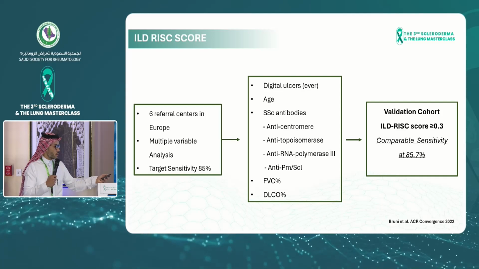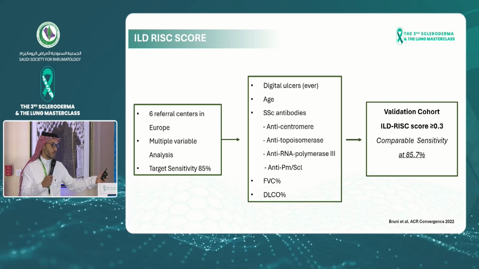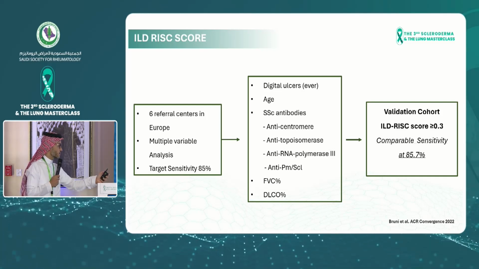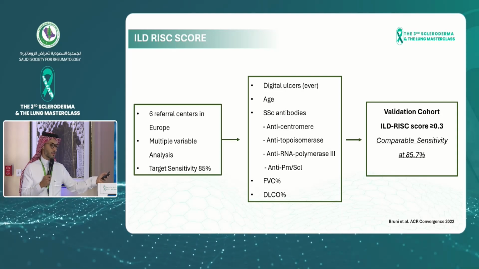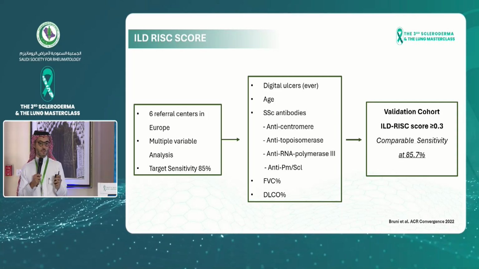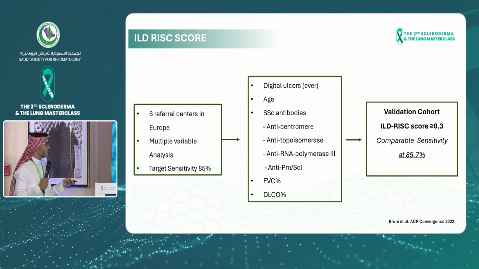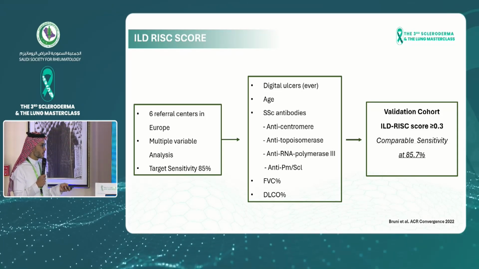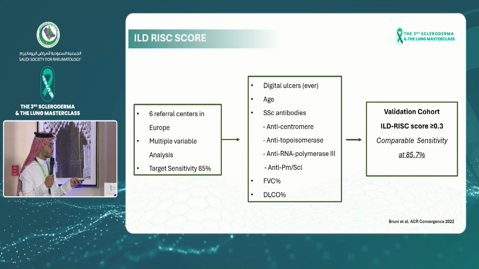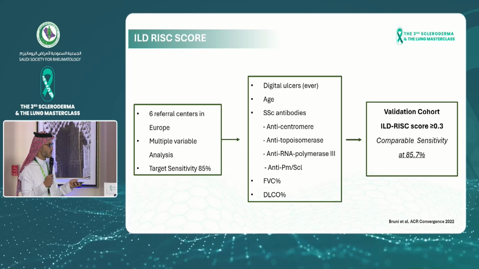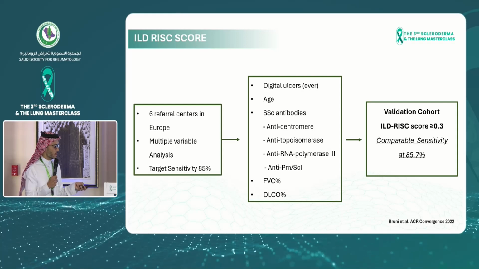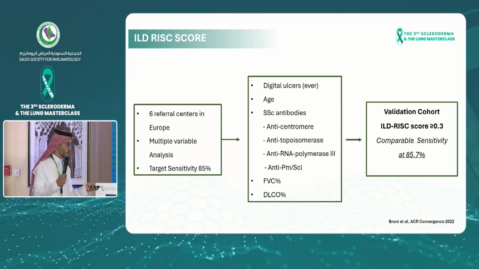The ILD risk score came out of an idea of analyzing patients with systemic sclerosis. Six referral centers in Europe did multiple variable analysis with a target sensitivity of 85%. And when they did that, they chose these factors for the scoring system: digital ulcer, age, systemic sclerosis antibody, forced vital capacity percent predicted, and DLCO percent predicted.